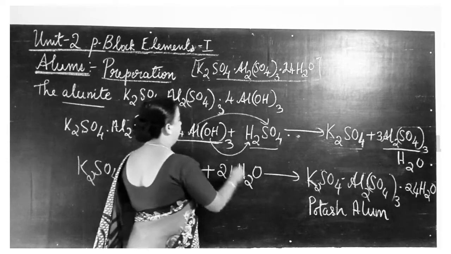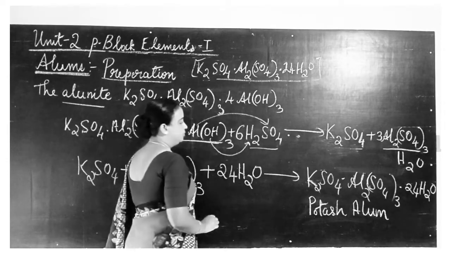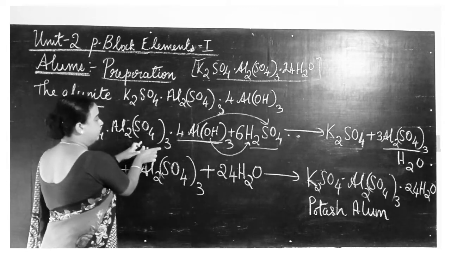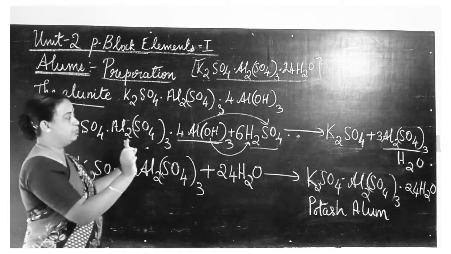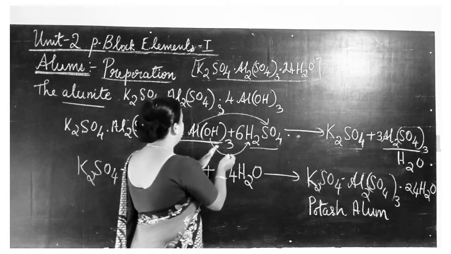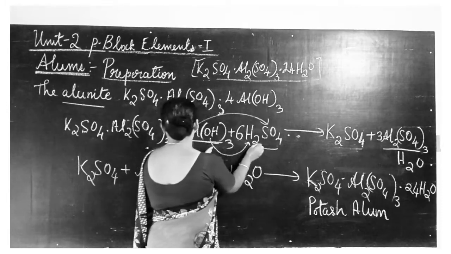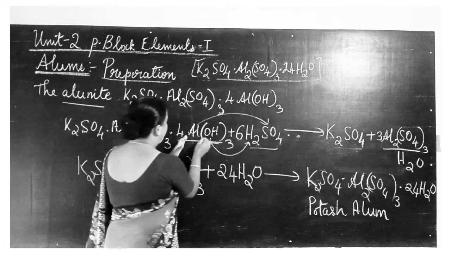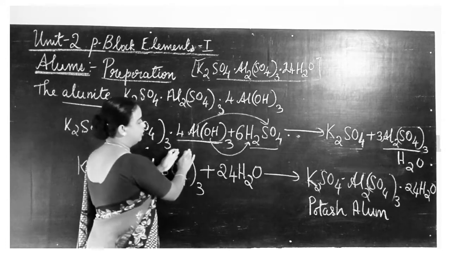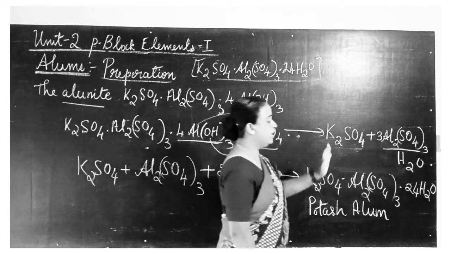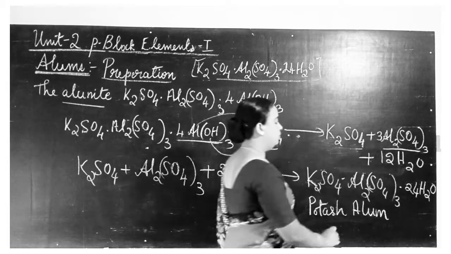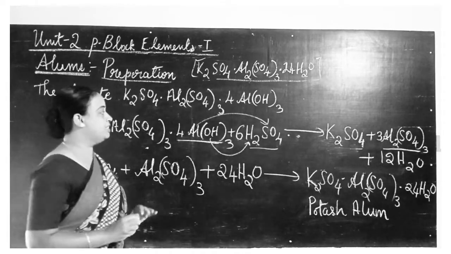For that reason, I put 6 here in order to balance sulfate molecules. So 6 sulfate plus 3 sulfate, 9 sulfate plus 1, 10 sulfate. So sulfate is also balanced. Now let us look at hydrogen. Here 6 2s are 12 hydrogen, and here also 4 3s are 12 hydrogen. So 12 plus 12, 24 hydrogen is there on the left hand side, whereas on the right hand side only 2 hydrogen is there. So I put 12 here. Now the reaction is completely balanced.